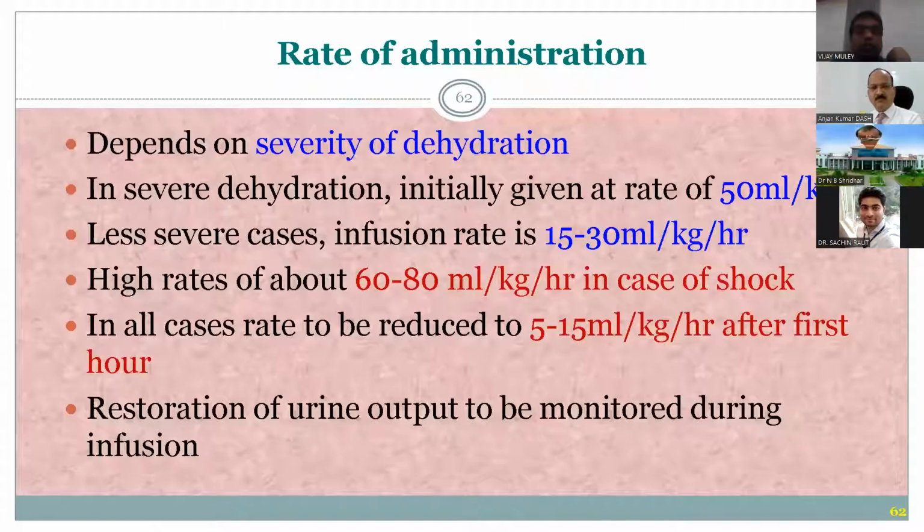And in less severe cases, about 60 to 80 ml per kg per hour in case of shock. In all cases, we need to administer 5 to 15 ml, please note down, 5 to 15 ml per kg per hour after the first hour. Of course, practically this is a little different, because if you administer the liquid a little fast, it may cause cardiac overload, cardiac dysrhythmia and stoppage.